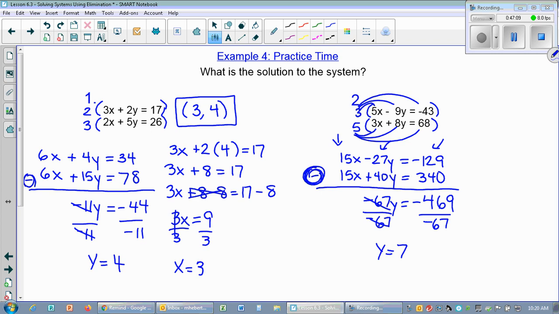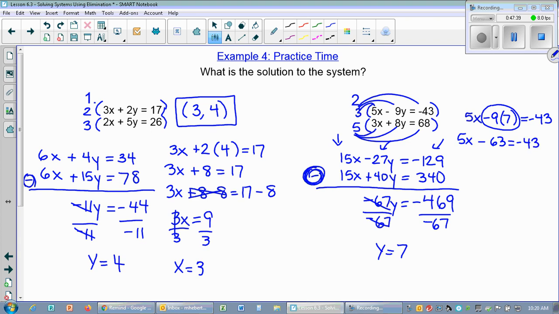I now will substitute my 7 for y into the first equation. So I have 5x minus 9 times my y value equals negative 43. I will substitute a positive 7 into the y value. So I've got my 5x. I must solve negative 9 times positive 7, making a negative 63, equals negative 43.